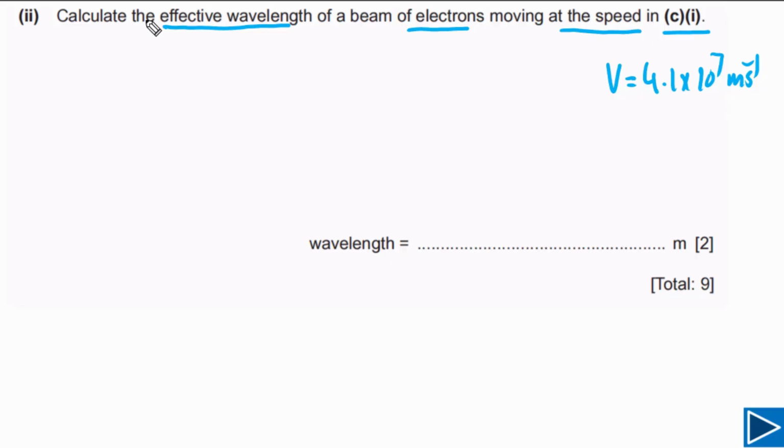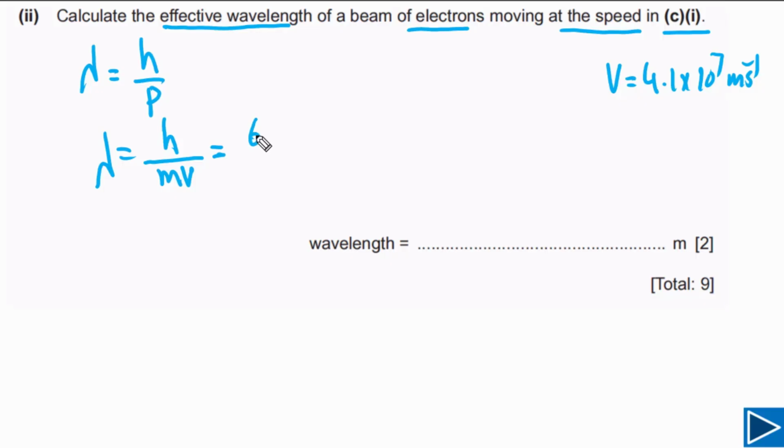So how can we calculate the wavelength of matter waves? The wavelength of matter means the wavelength of electrons. We have discussed that the wavelength lambda, the effective wavelength, is equal to h over p. P is the momentum, h is the Planck's constant. So we can also write this as h over mv, because the momentum is equal to mass times velocity. So this is our effective wavelength. Now simply we need to plug in values.